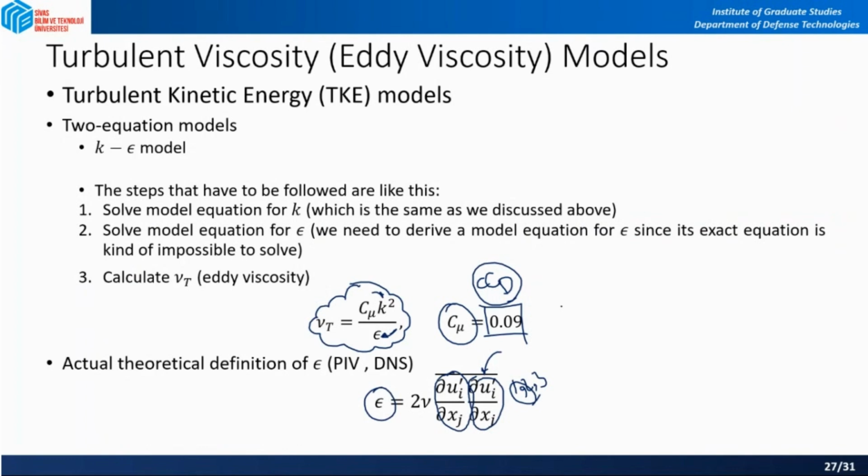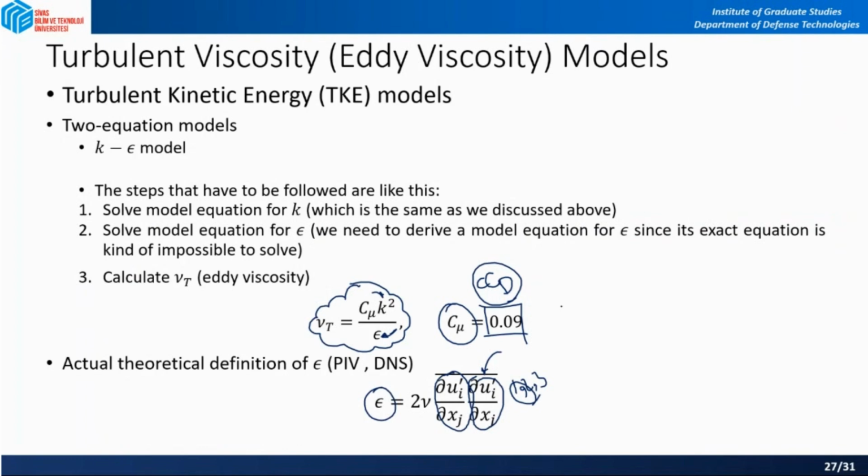The other option is to use DNS data. The problem is DNS data exists in a very limited Reynolds number range. So in order to be relevant to engineering applications, that data is useless. Up to some Reynolds number, you can obtain the dissipation rate value, and there are other ways to estimate, not to calculate, the epsilon from experiments.